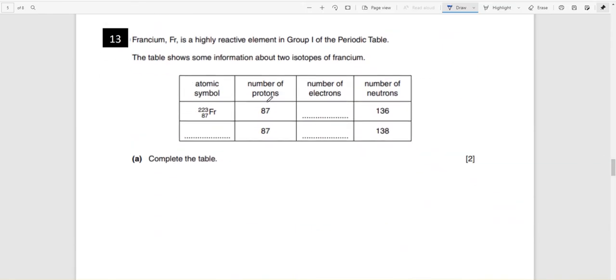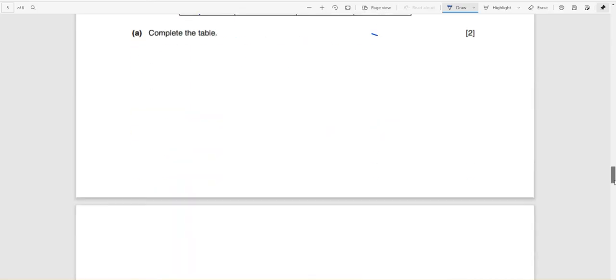Let's do this. Number of electrons, how many? This neutral atom has 87 electrons. And we need the number of protons, electrons and neutrons. The table shows information about two isotopes of francium, so this is also an isotope of francium. So the protons will remain the same, and the neutrons are 138. How many electrons will there be? Electrons will also be 87, because it's a neutral atom and you don't have any other information to suggest otherwise.